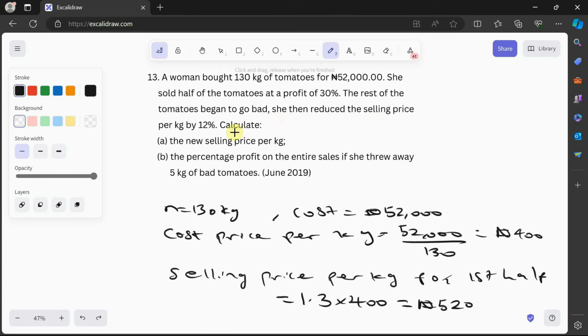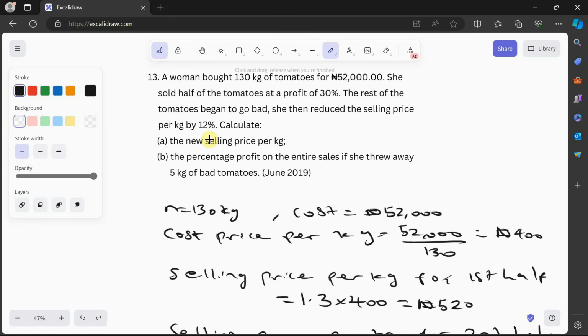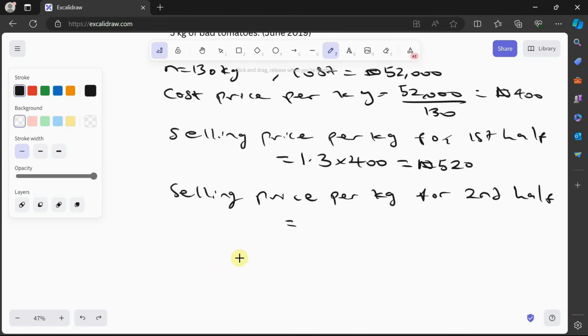And now since the rest of the tomatoes began to go bad, she then reduced that selling price, which is 520, by 12%. So the selling price per kg for the second half will now be 1 minus 0.12 times that selling price per kg that she had before, 520. So 1 minus 0.12 will give you 0.88. So 0.88 times 520 will give you 457.6. So this was the new selling price per kg for the second half.